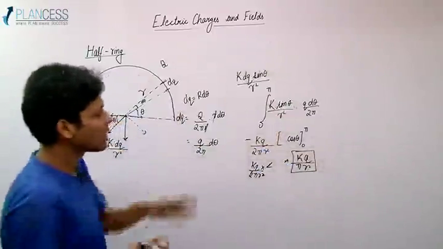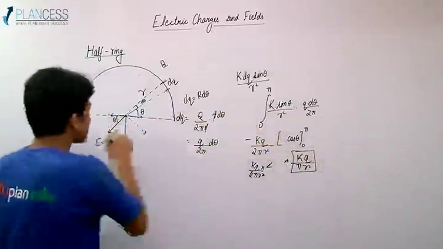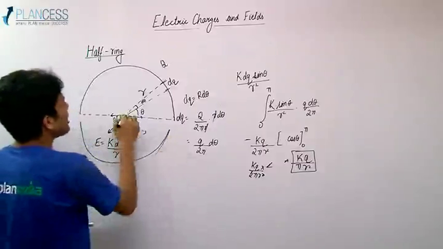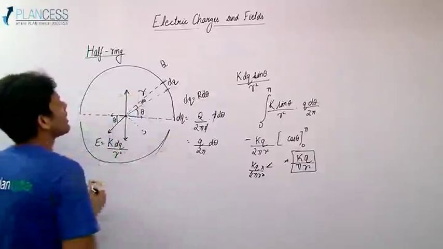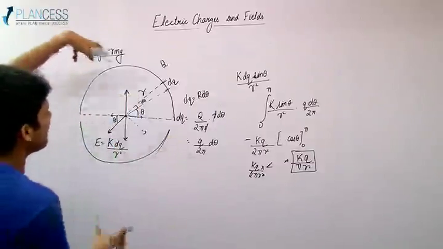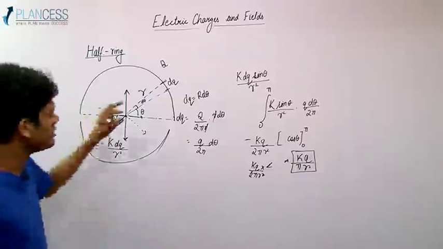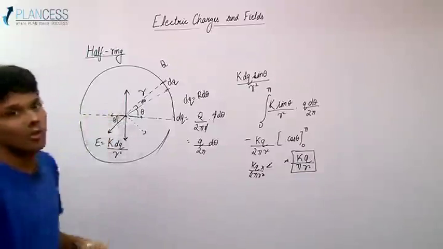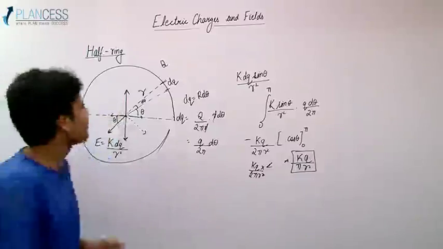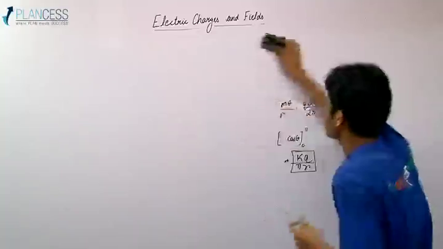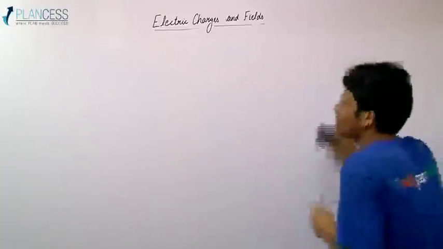So what happens is kq upon r square is put in this direction, and similarly if there was another half ring in the lower part, it would put kq upon r square in the opposite direction, and thus if it completes the ring, those two electric fields get cancelled out and you get a zero electric field at the center of a ring. So this was the derivation for the electric field at the center of a half ring.